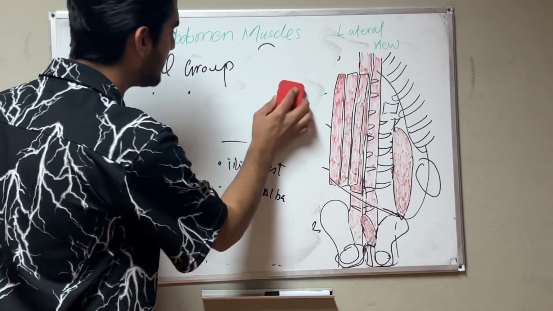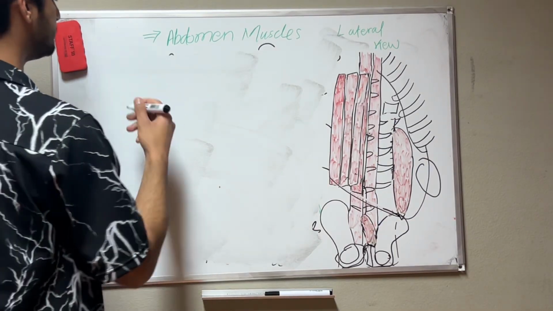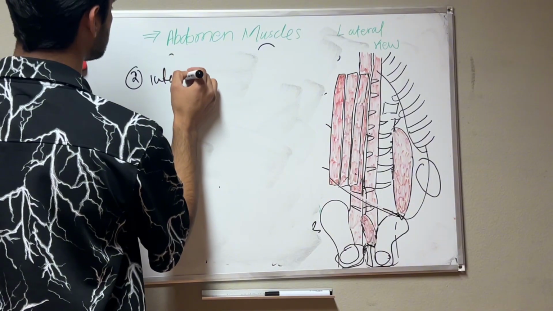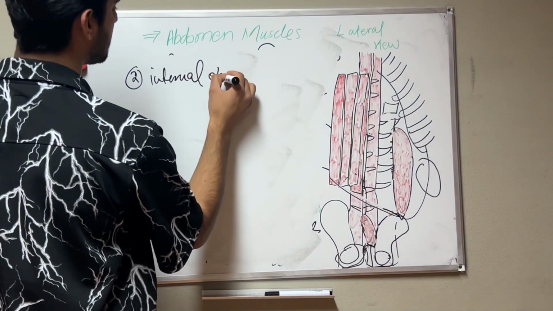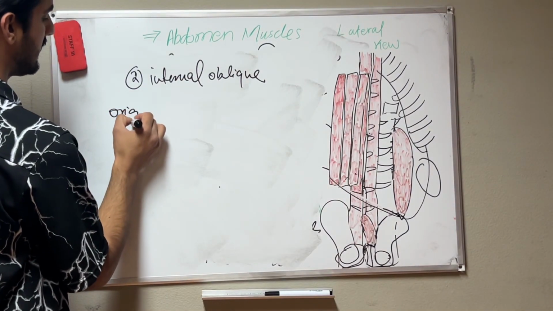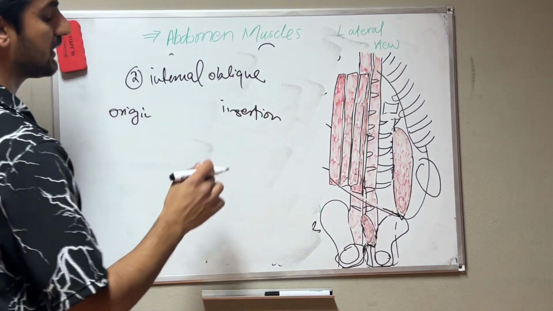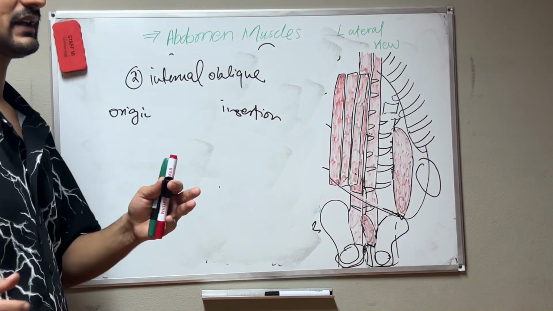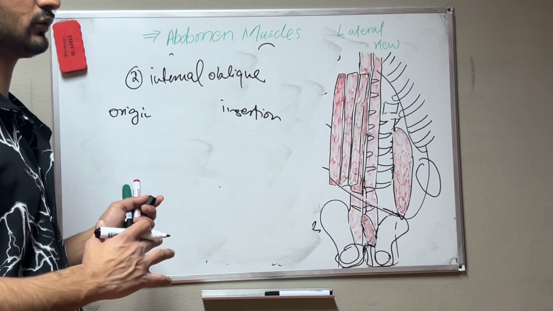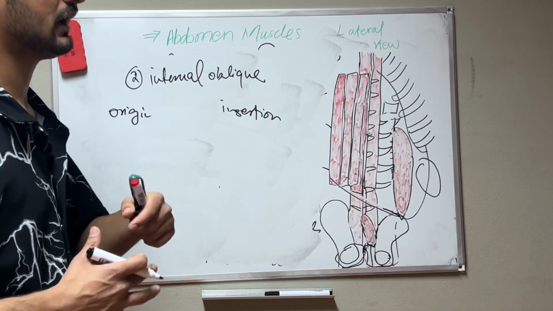Then the second muscle is the internal oblique muscle. It lies behind the external oblique. These muscles help with rotation and flexing in the abdomen region.